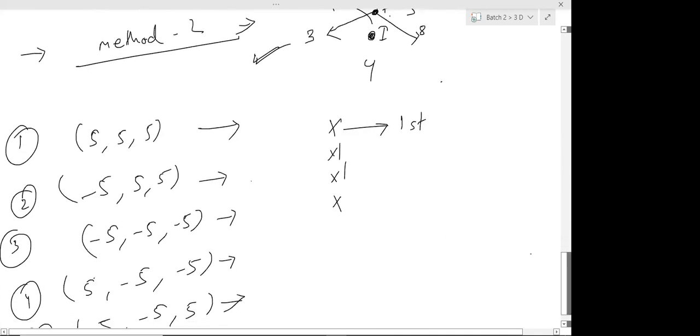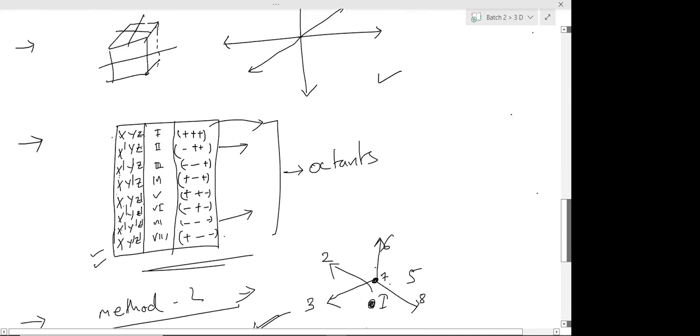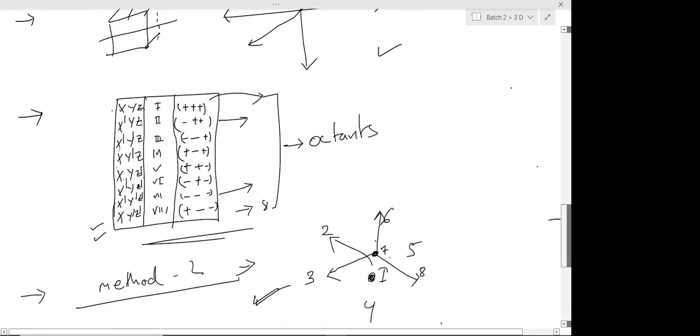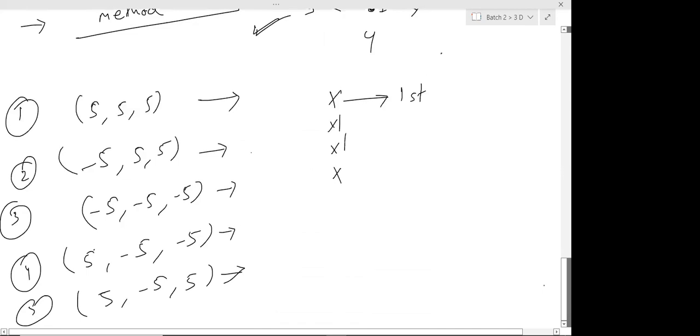Then x is positive, rest are negative. This is 8th quadrant. Only y negative. So 4th quadrant, right? So absolutely right, Mazia and Shefullah, correct answers. So you can draw the table and answer this question, right? No doubts here.